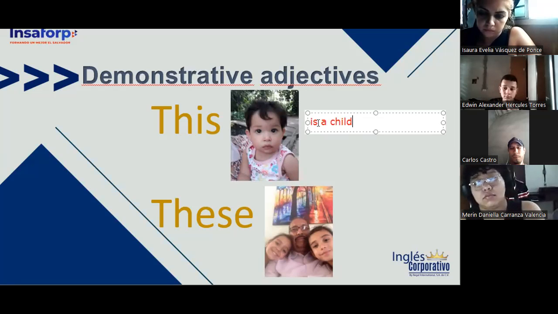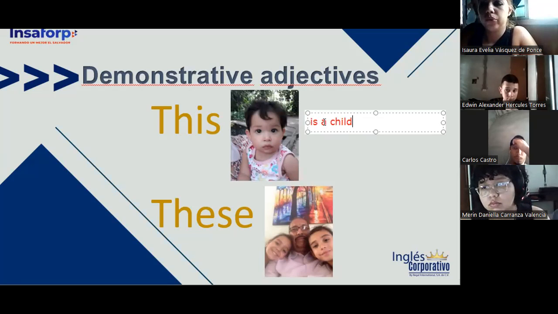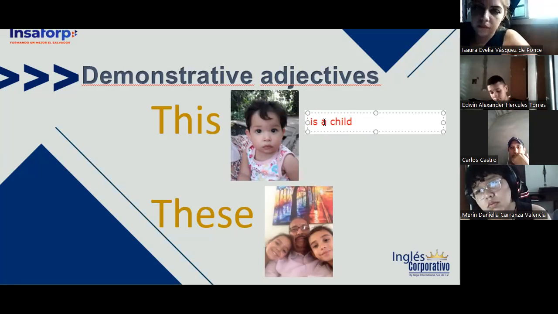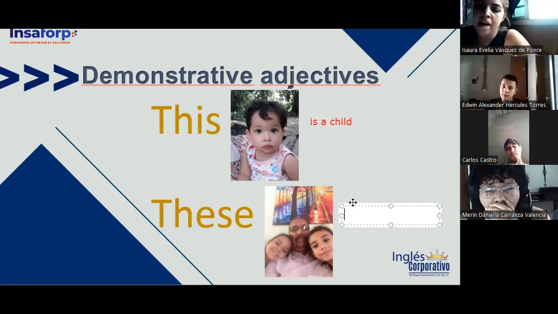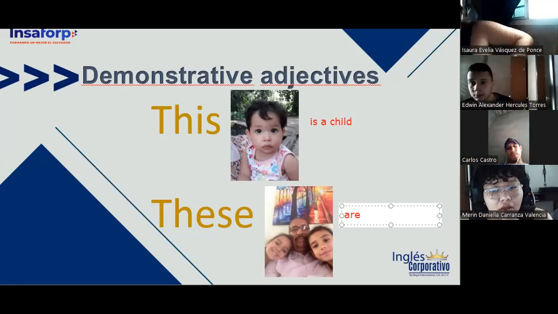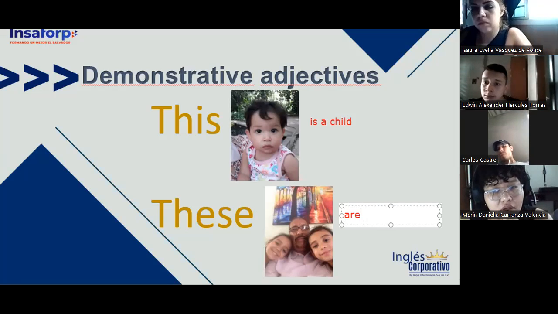Ah, el truco es que como es tercera persona, ¿verdad? This, voy a usar el verbo to be en la forma is. ¿Ok? Y tengo que usar el artículo a para decir un niño, o una niña en este caso. Child no tiene género, entonces puede ser un niño o una niña, ¿ok? Entonces, veamos aquí en la siguiente foto. These ya no usaría el is. En el verb to be yo utilizaría el plural, ¿ok? These are. Y ya no uso artículo porque es un plural.